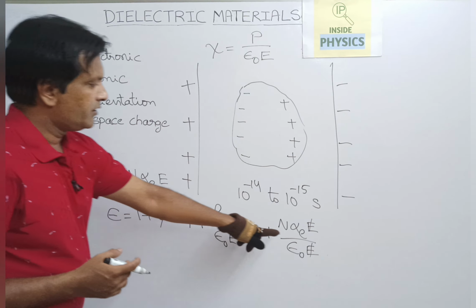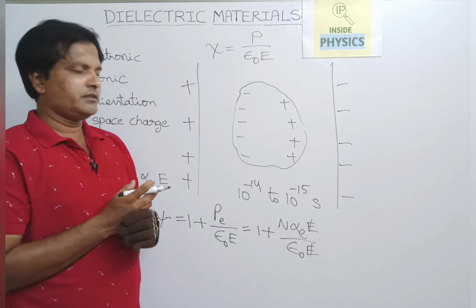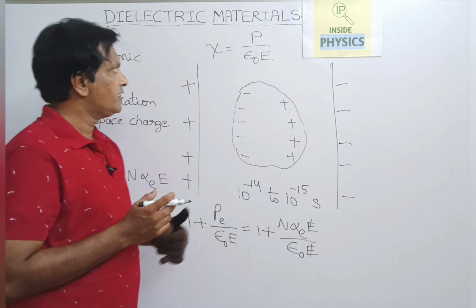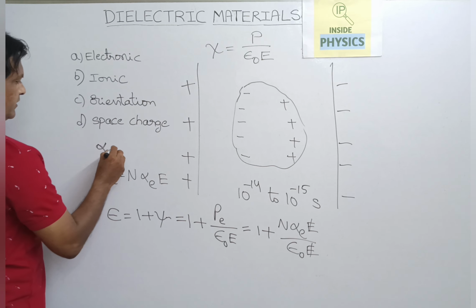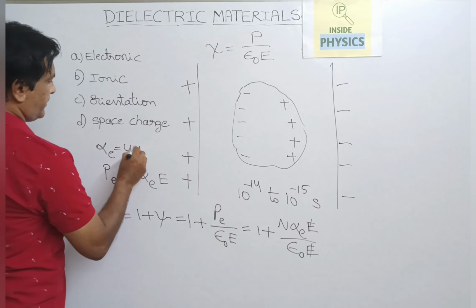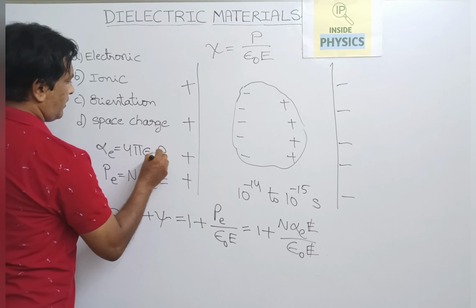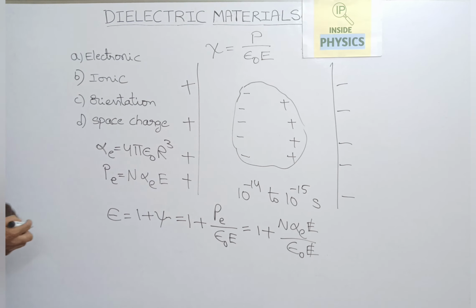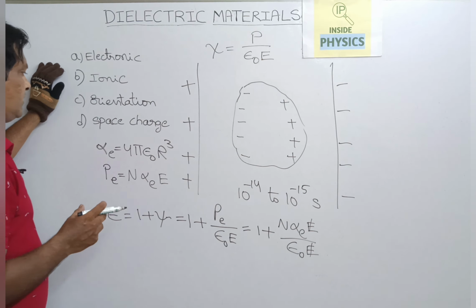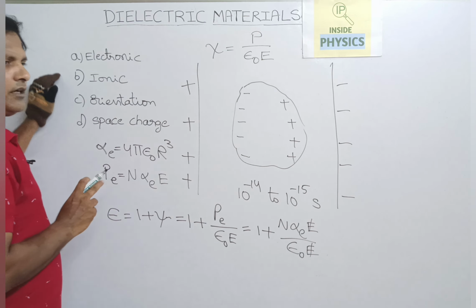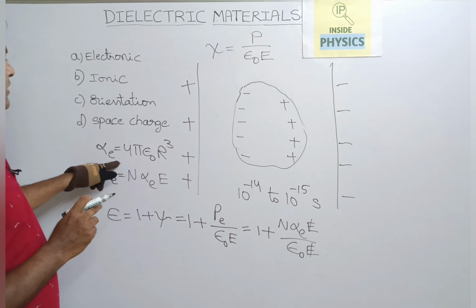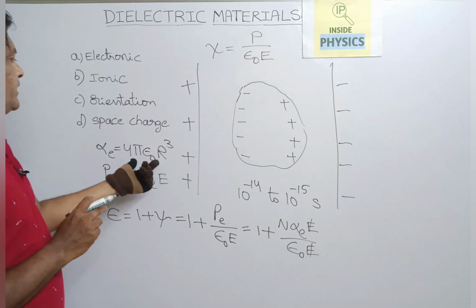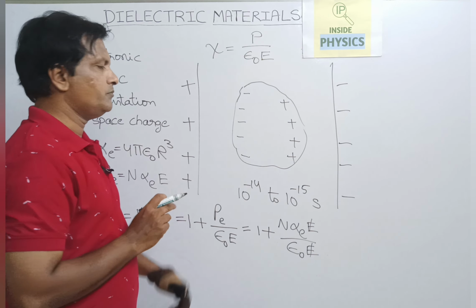If you take a monoatomic gas, alpha E is equal to 4 pi epsilon naught R cube. For a monoatomic gas, the electronic polarizability is given by alpha E equals 4 pi epsilon naught R cube.